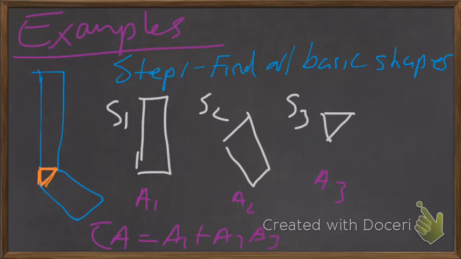Now that will be your step 2, right? This would be our second step. What would our third step be? Our third step would be to actually find the area.